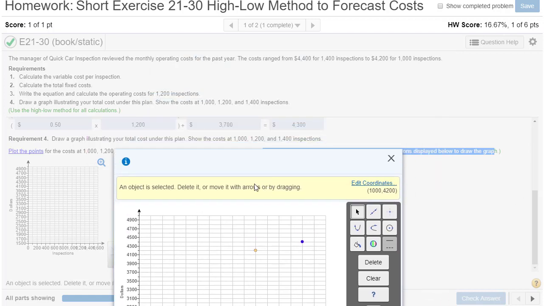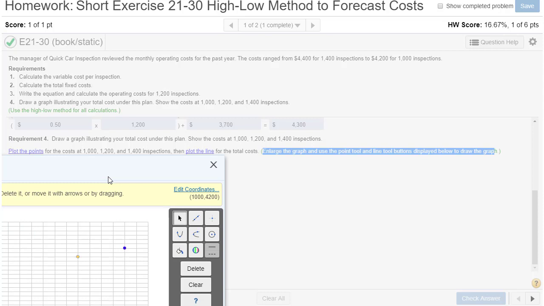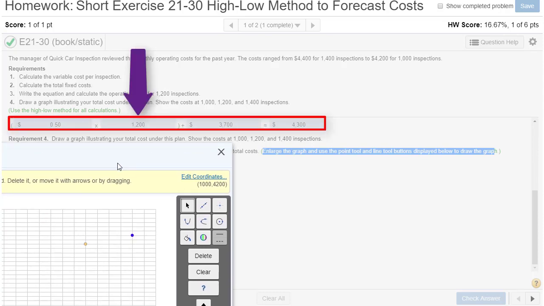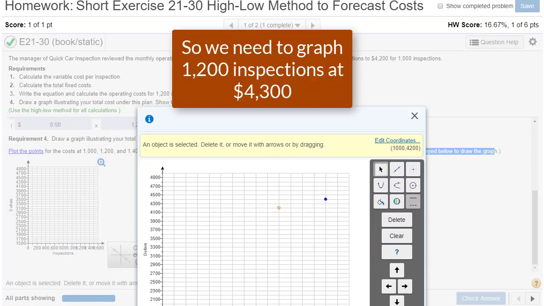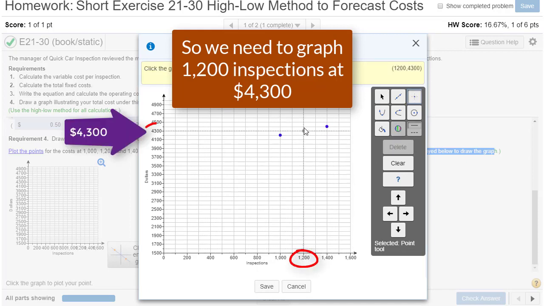And then the other point they want us to do is 1,200 inspections. And we already calculated this. This is our forecast. So 1,200 inspections gives us 4,300. So 1,200, click the point tool, gives us 4,300.